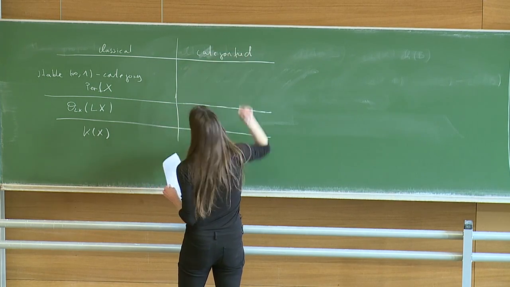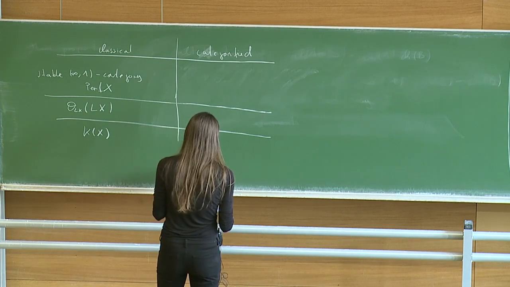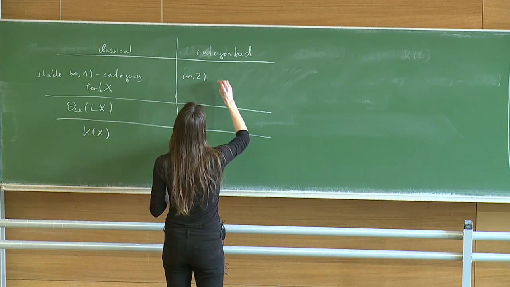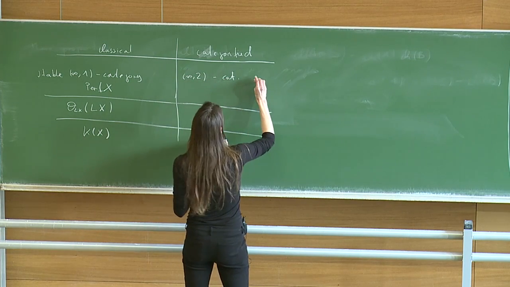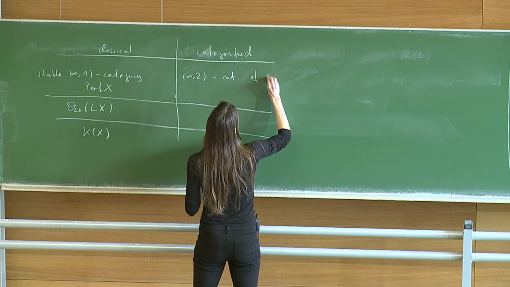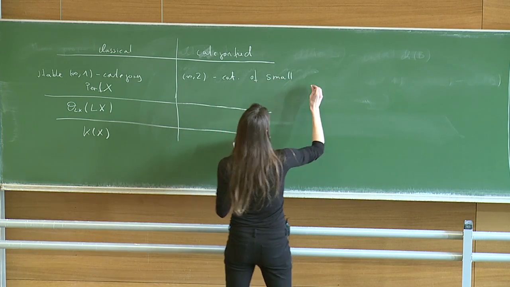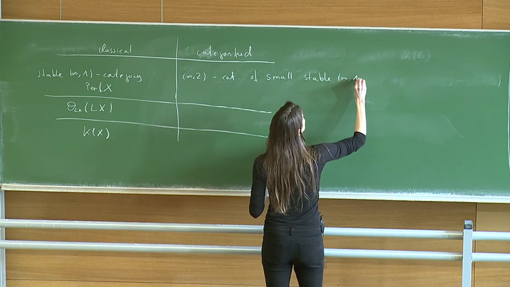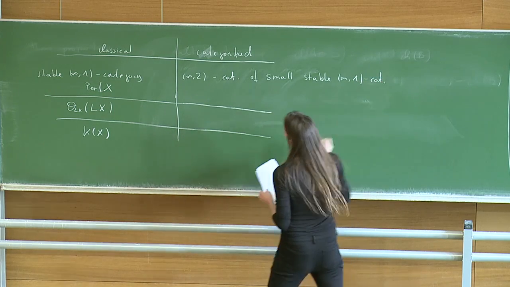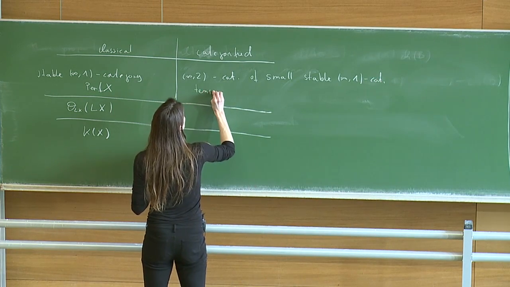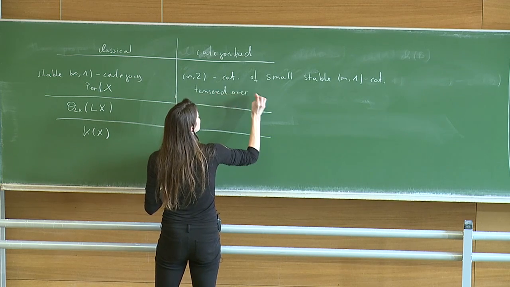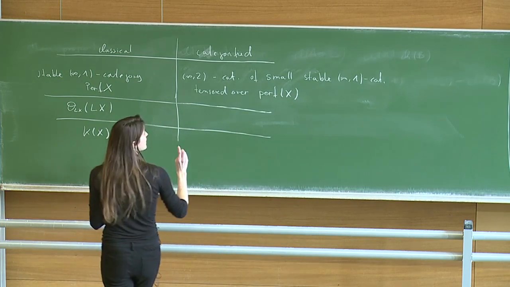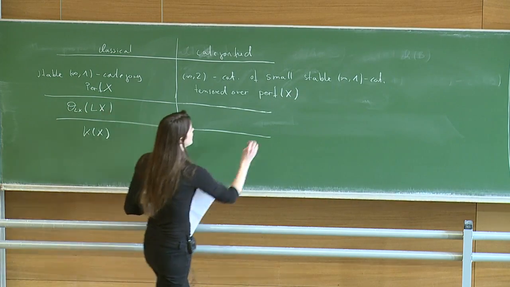So what would be the categorified equivalent? Well, we want the categorified equivalent to be now an infinity 2 category whose objects are stable, small stable infinity 1 categories. We want them to be tensored over perf x. So we want them to be perf x modules. So this would be going one categorical level up.